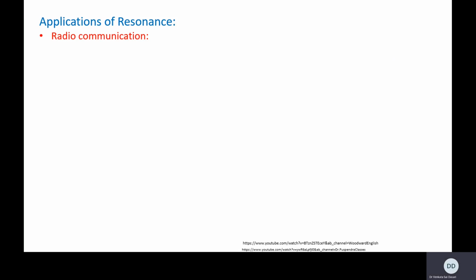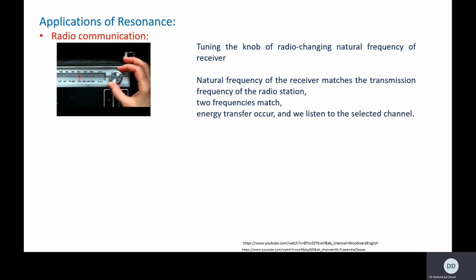The applications are in radio communications. In radio communications, when you tune the knob of a radio, you are changing the natural frequency of the receiver. When the natural frequency of the receiver matches the transmission frequency of the radio station, the two frequencies match and more energy transfer will happen, and we listen to a particular channel. This is the way we listen to different channels.